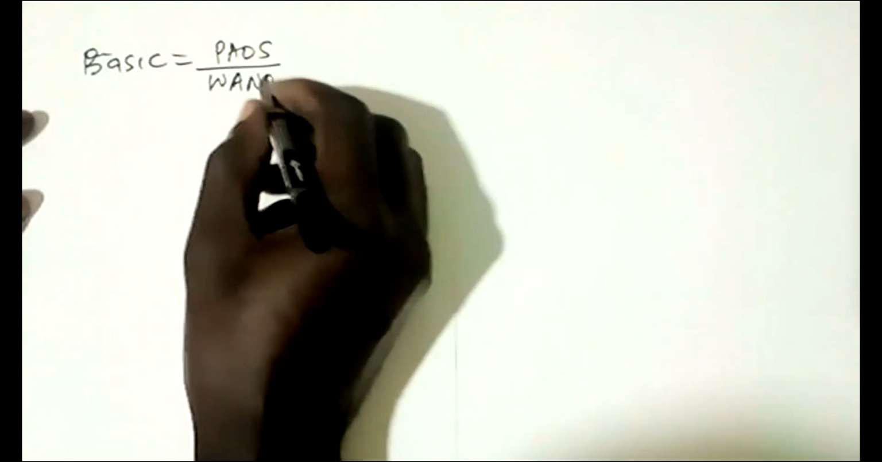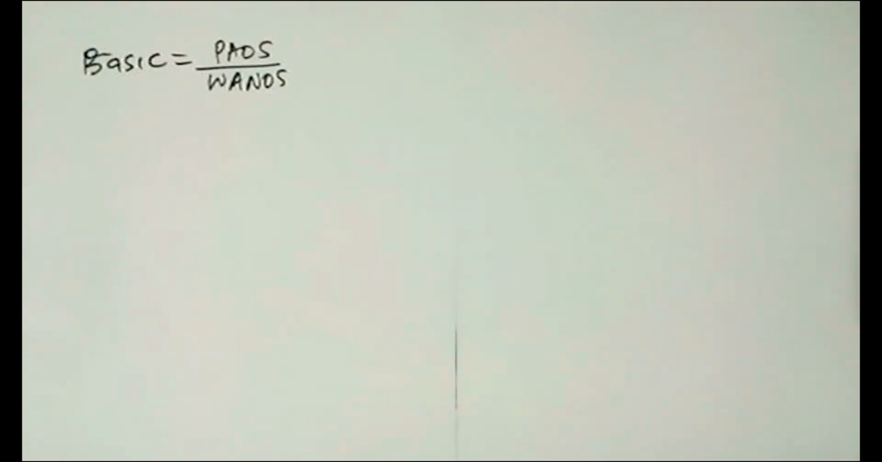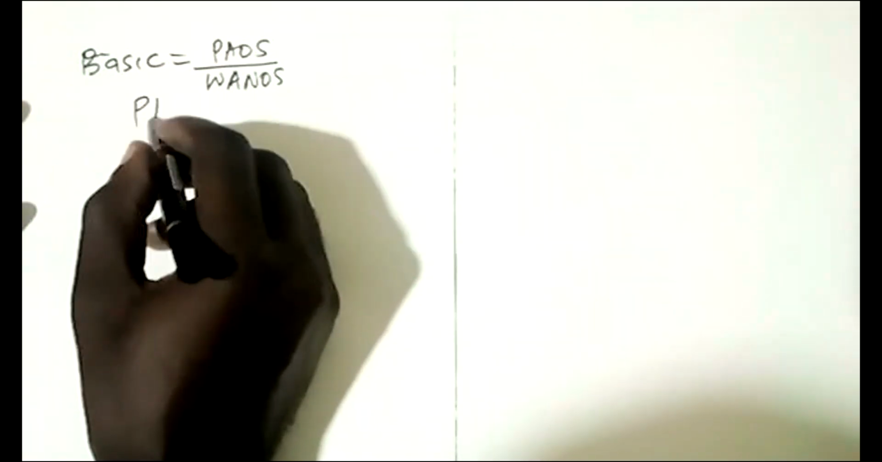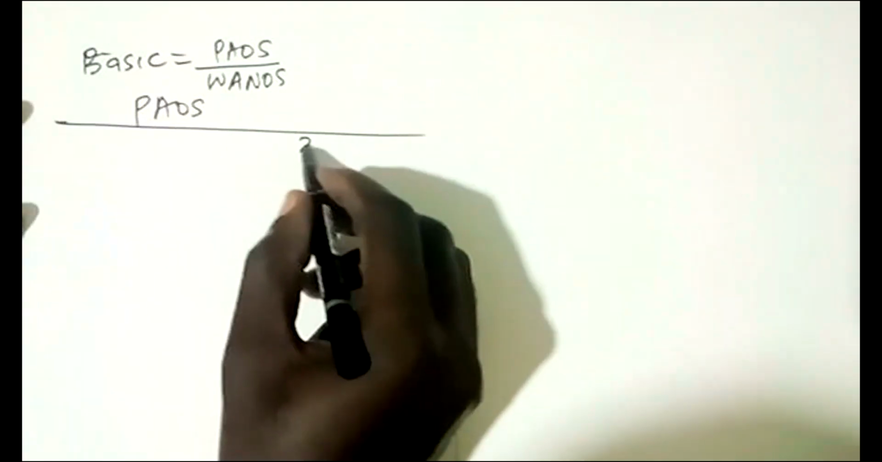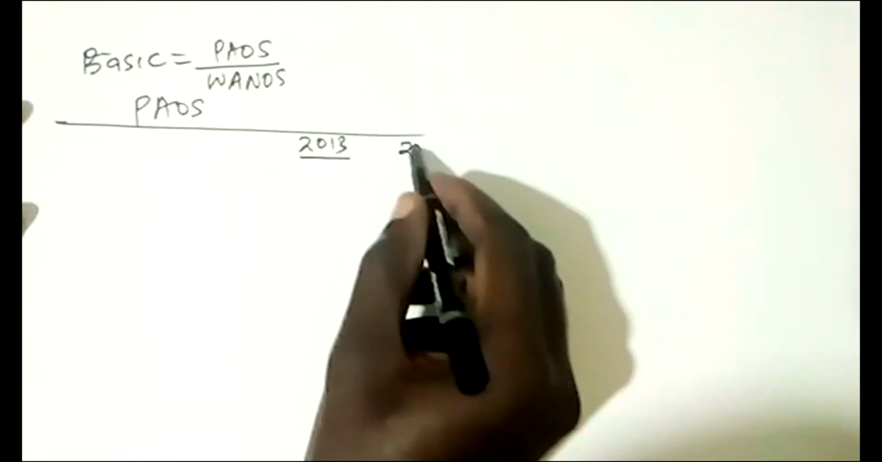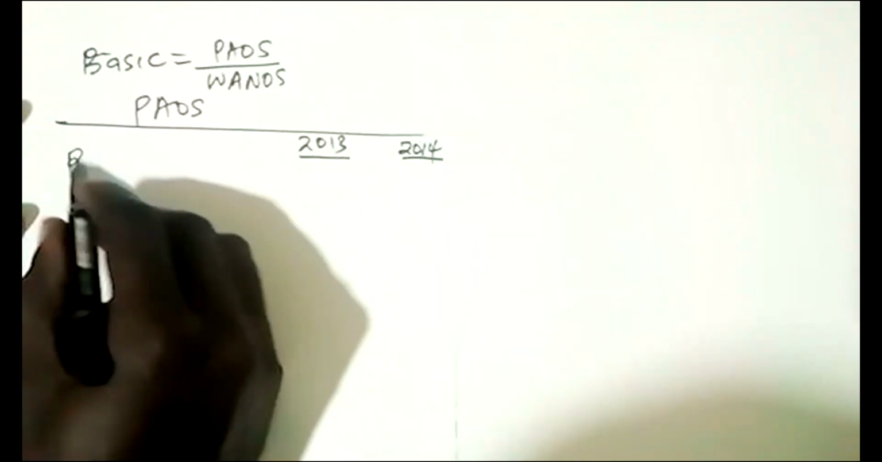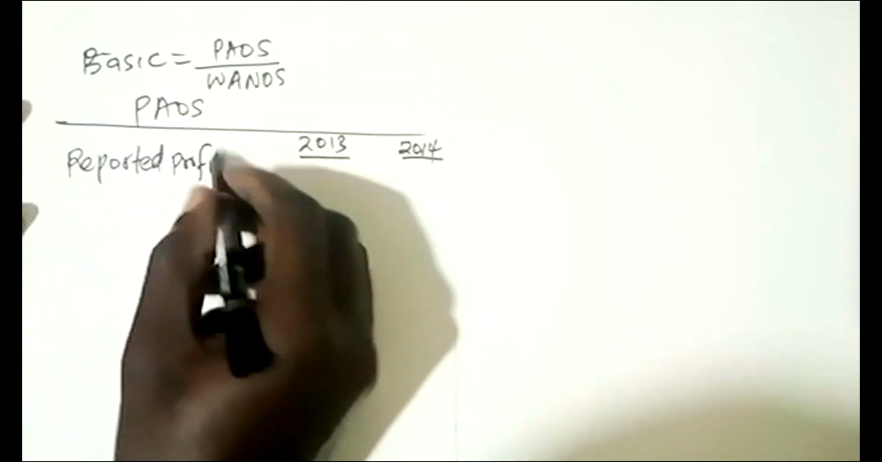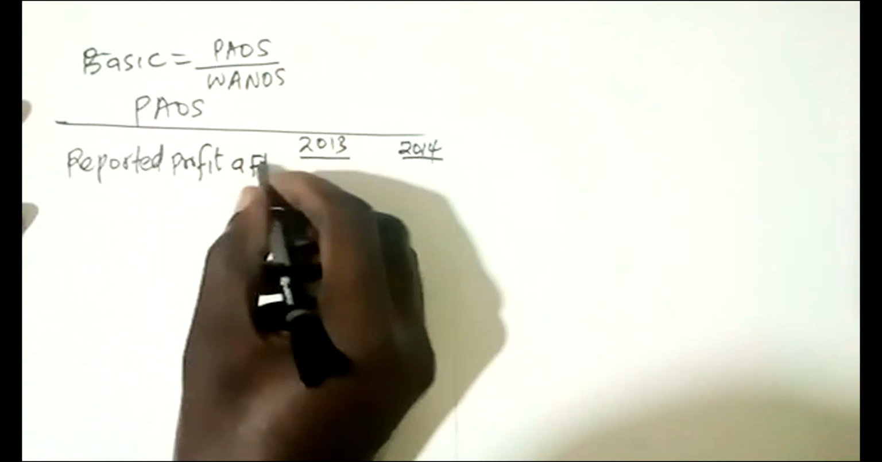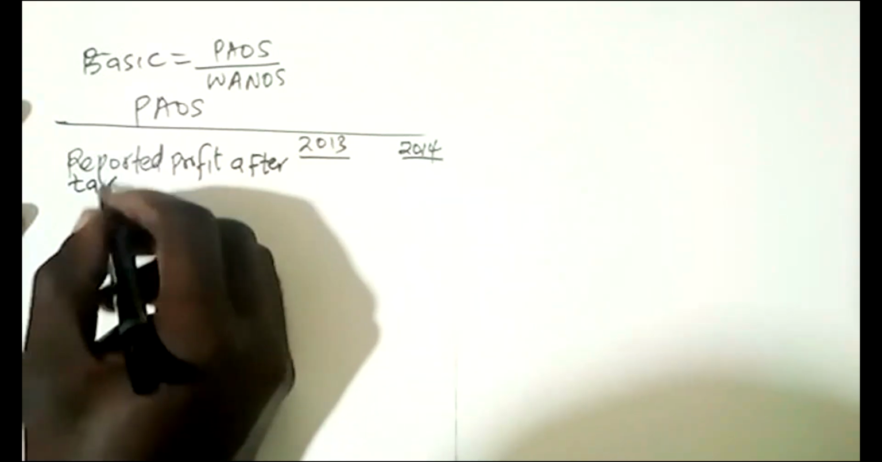P is the profit attributable to ordinary shareholders, and W is the weighted average number of ordinary shares. To get P, the profit attributable to ordinary shareholders for the years 2013 and 2014, we start from the reported profit after tax.